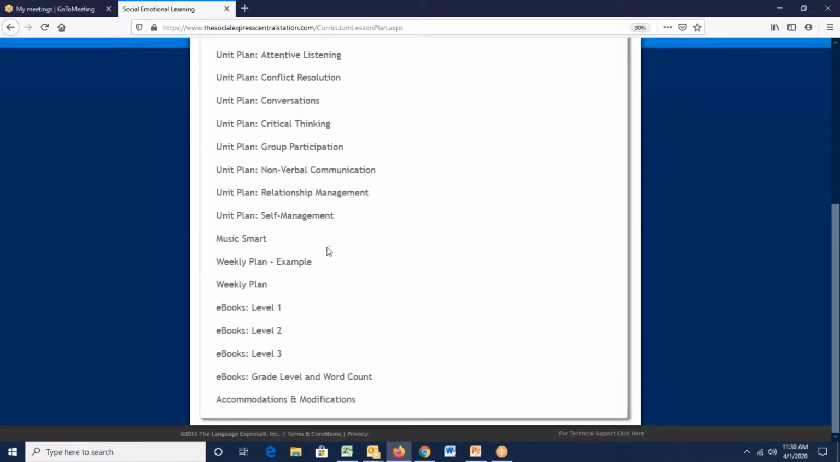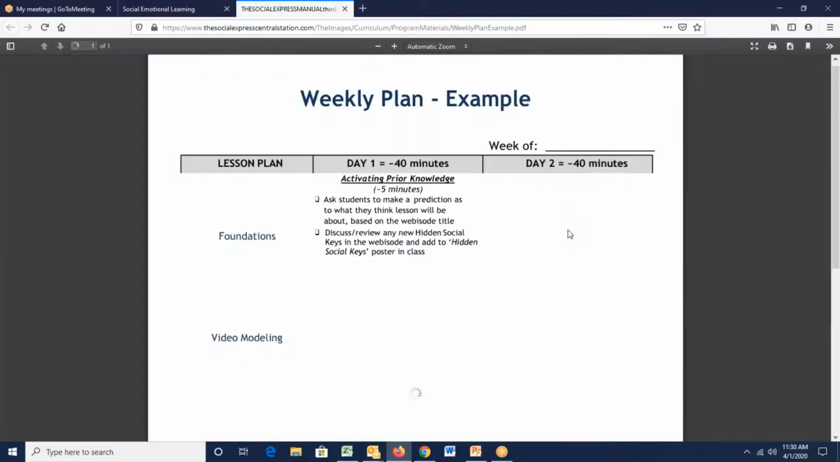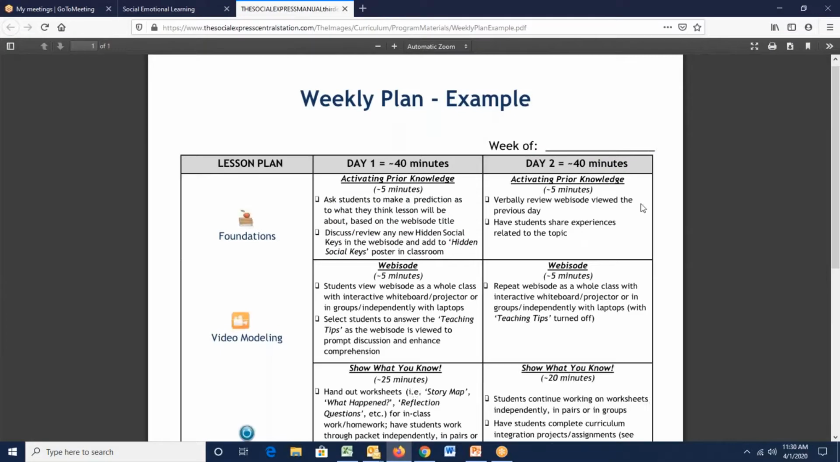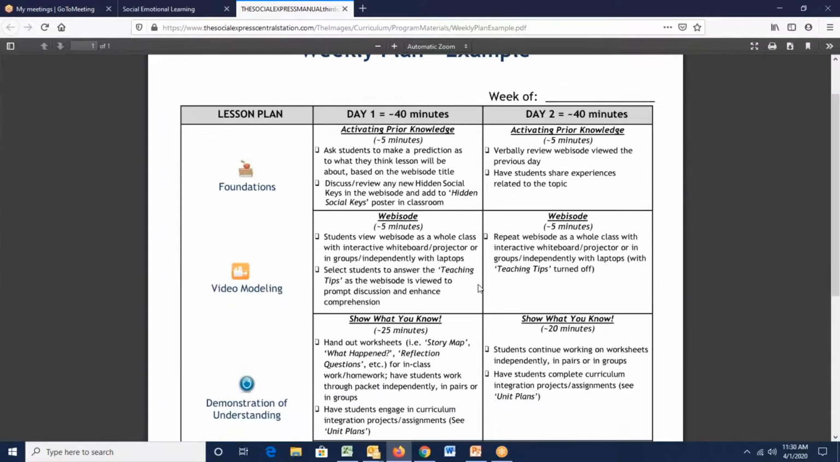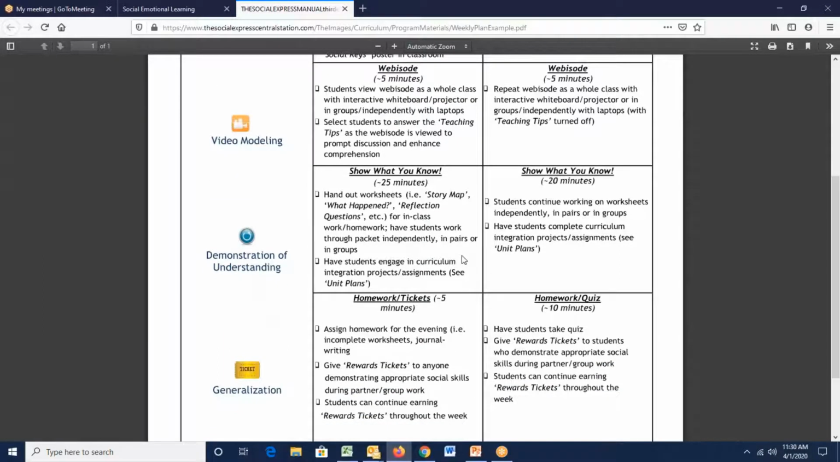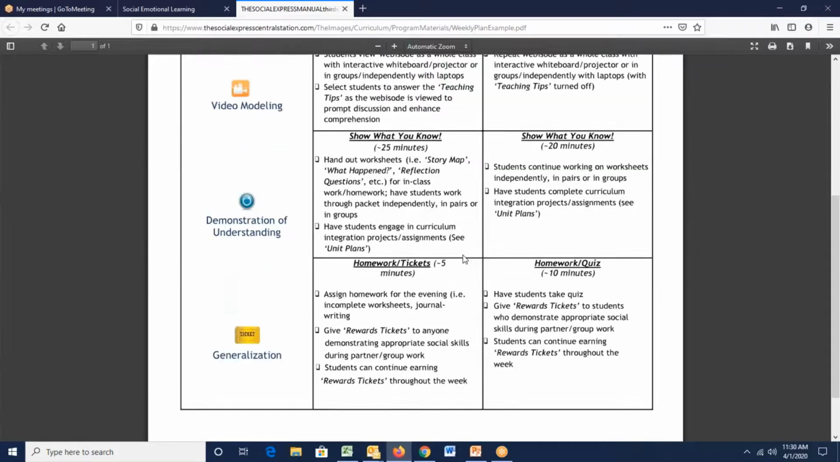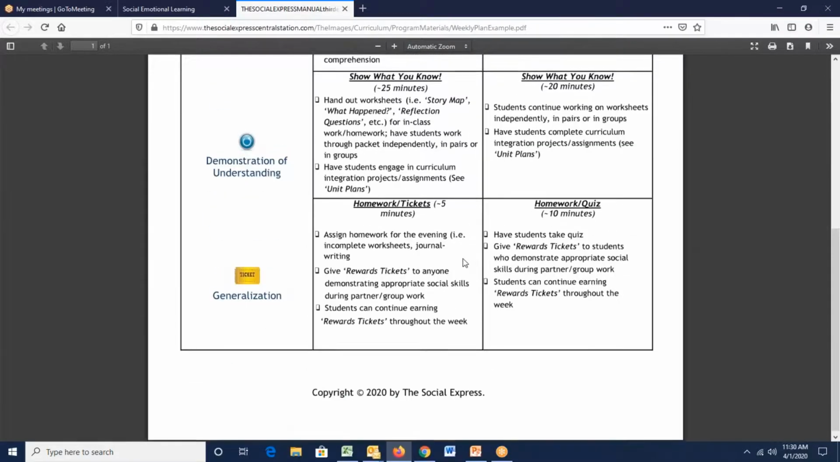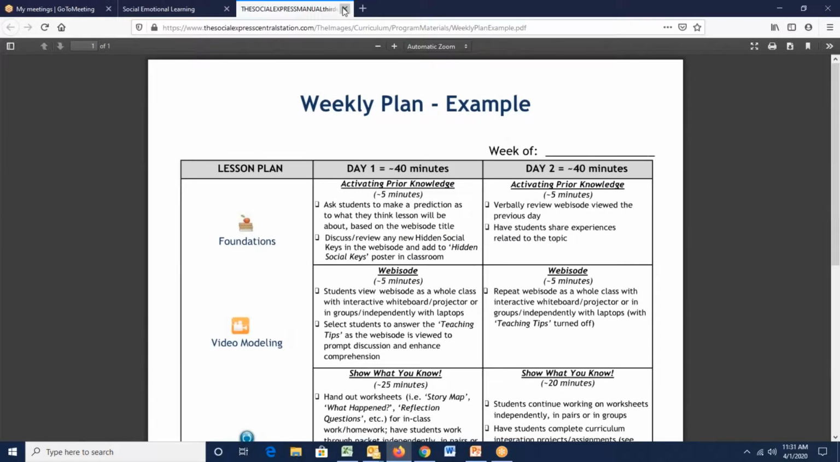Then we have one for music as well. We have a blank weekly plan for you to print out, as well as a weekly plan example that would show you in the beginning. You're going to activate prior knowledge and make predictions about what the webisode is going to be about, talk about those hidden social keys. Then you're going to watch the webisode, pause it, do the teaching tips, pause it and ask your own questions. Then at the end, you could do the worksheets, have the students do the quizzes or do the quiz together. And then in the end, you would have reward tickets to reward students for positive behavior.